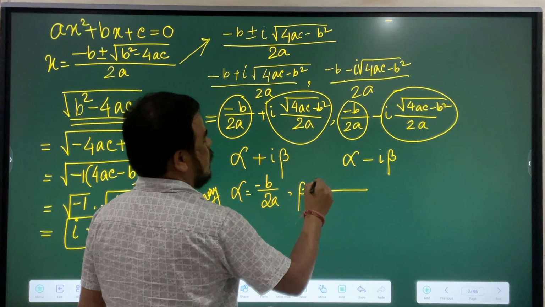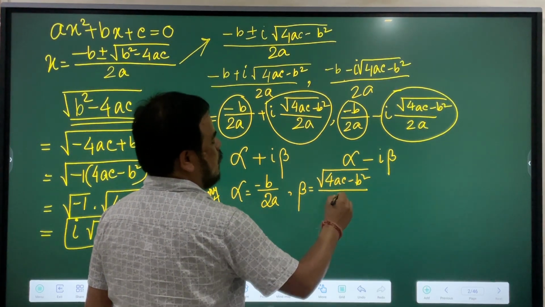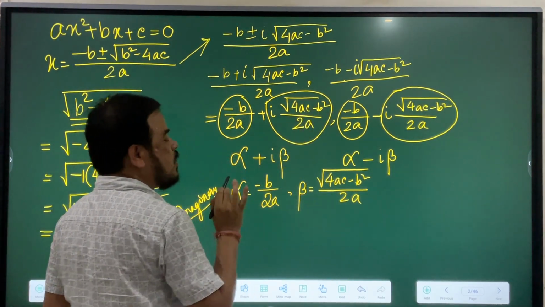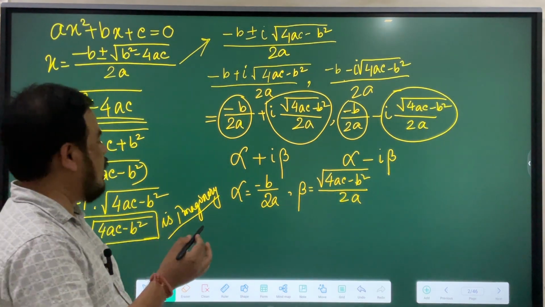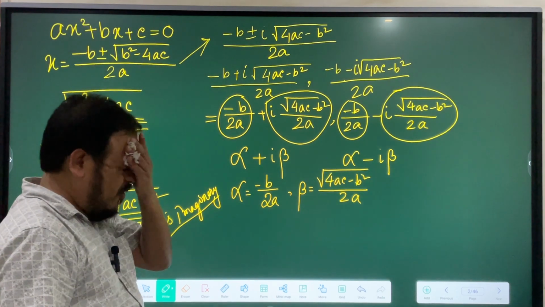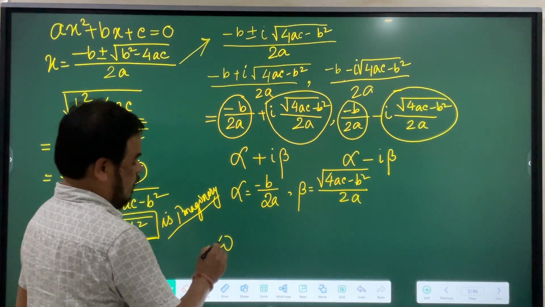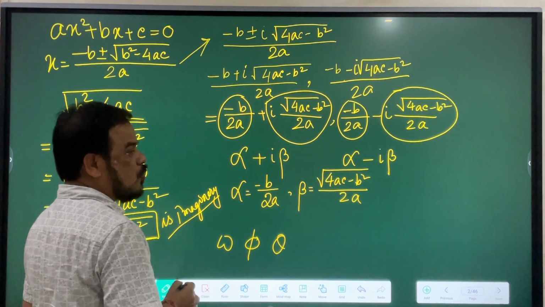Beta is the square root of 4ac minus b square, divided by 2a. This alpha and beta are Greek letters. Don't think that this is very hard. These letters may be new to us, but you have to know them, like omega, phi, theta. This alpha and beta also you have to learn.